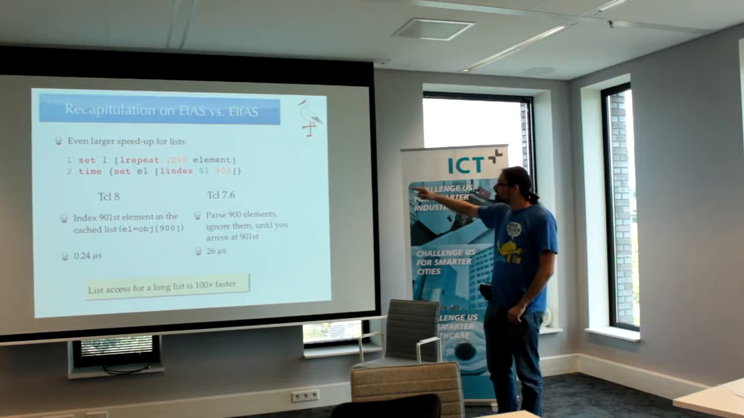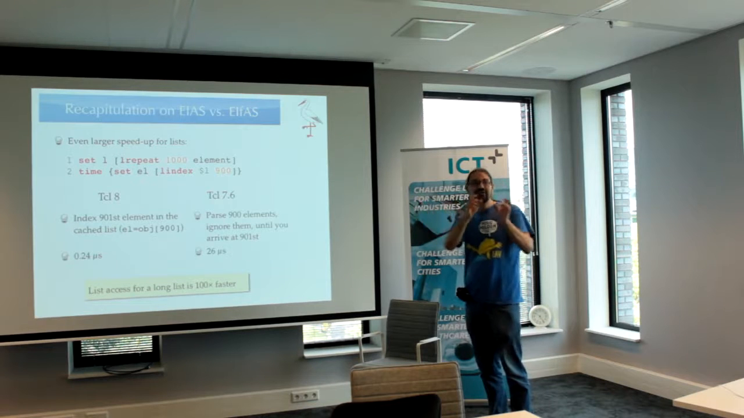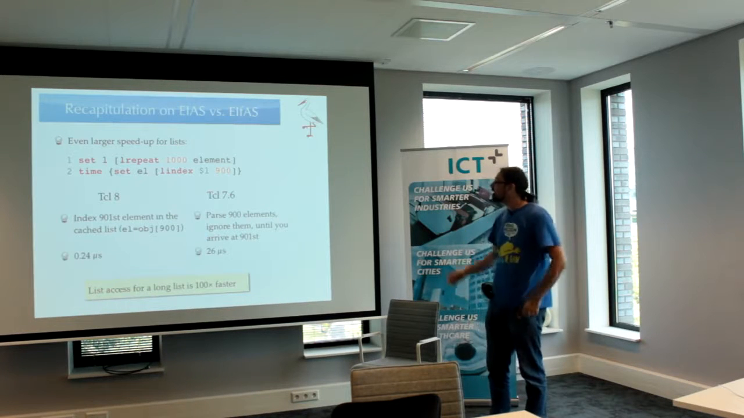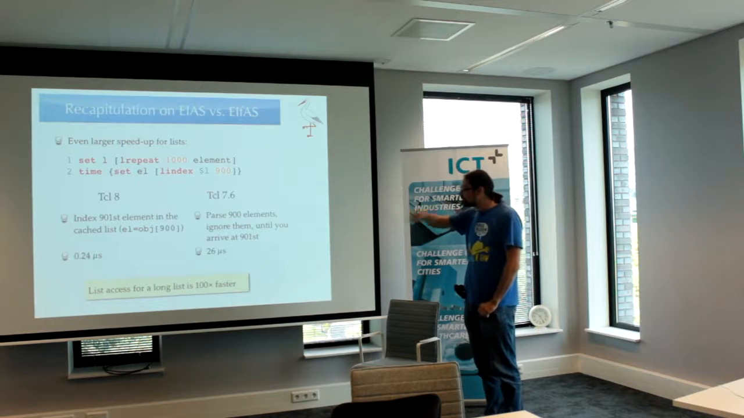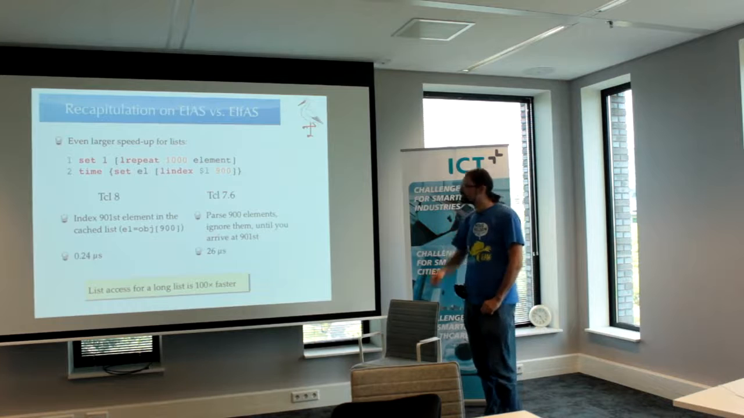And if you do that in TCL 7.6, you actually have to count all those elements from the start to read the first, parse the second, third, and so on, because it's a white space separated list. You need to find the white space and arrive at the 901st. So it takes 100 times longer on this MacBook than if you use the representation from TCL 8.